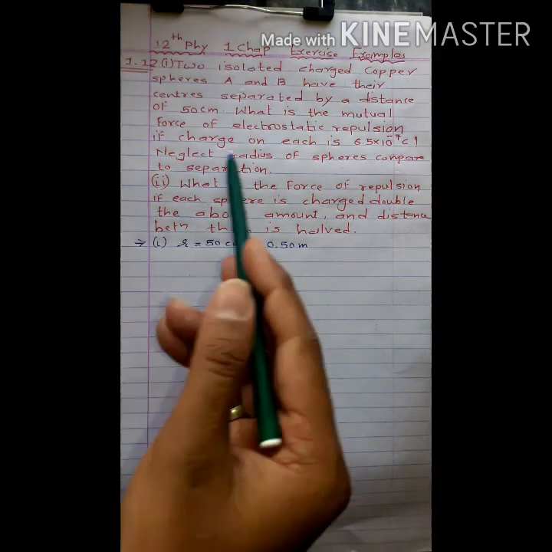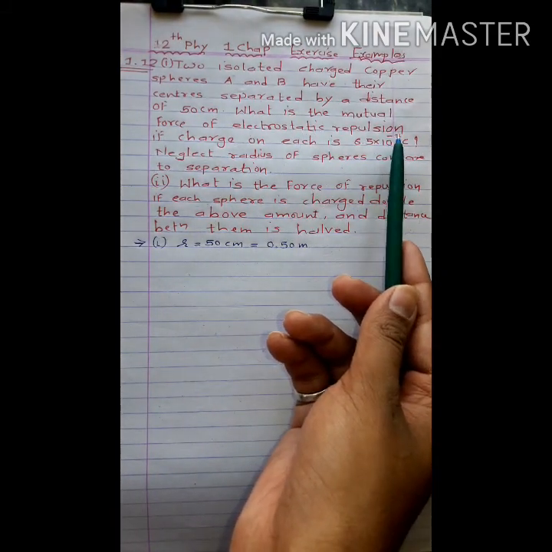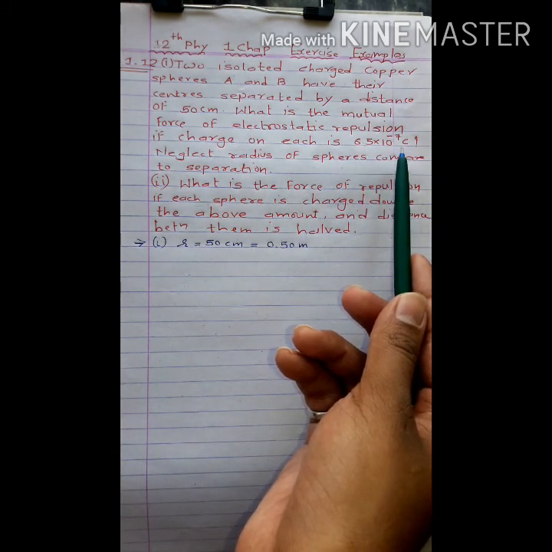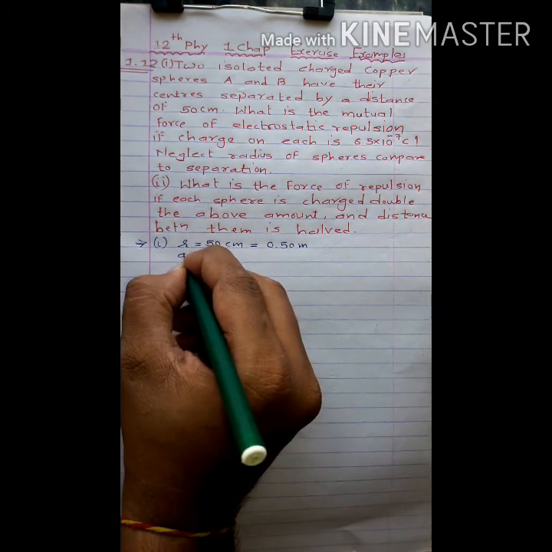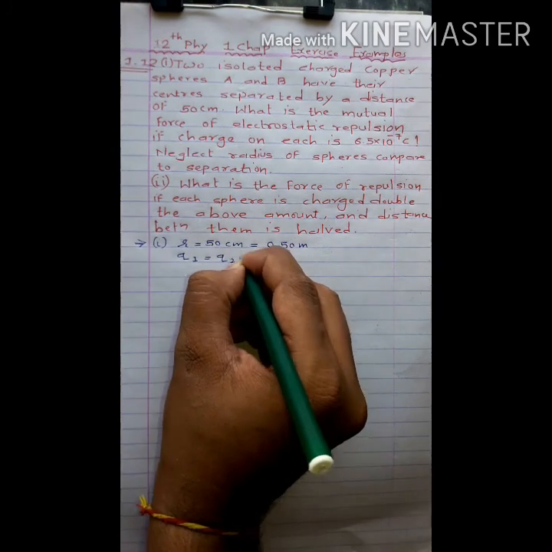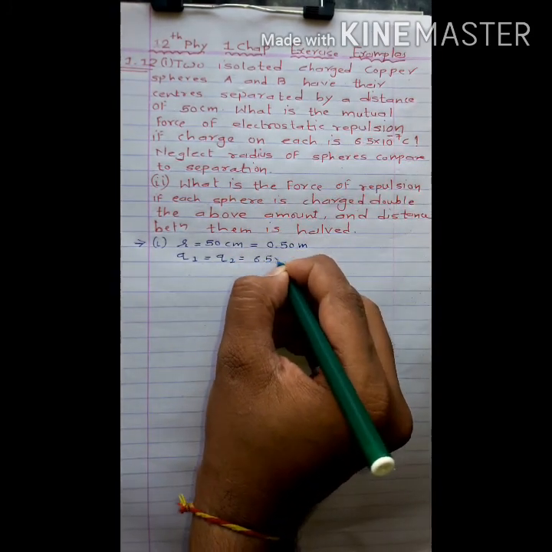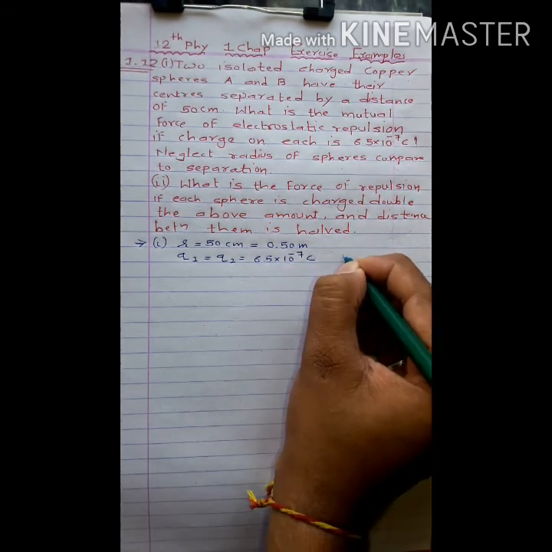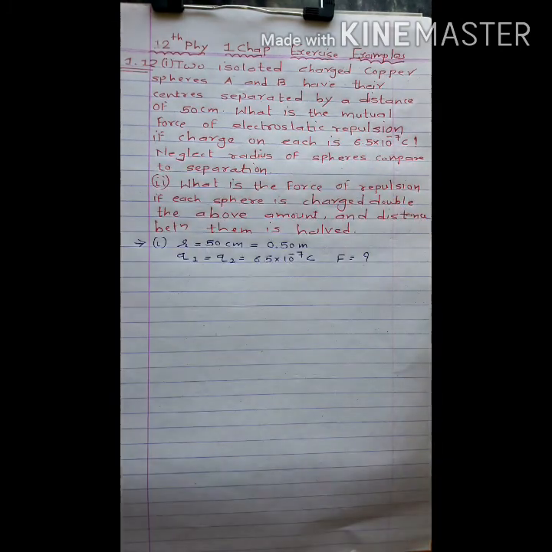What is the mutual force of electrostatic repulsion if the charge on each is 6.5 into 10 raised to minus 7 coulomb? Clear? Suppose the charge on the first sphere q1 is equal to the charge on the second sphere, which is 6.5 into 10 raised to minus 7 coulomb. Find the electrostatic repulsion force, meaning F.